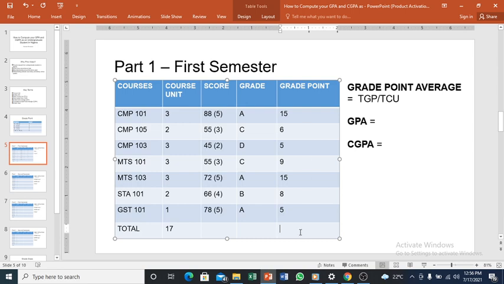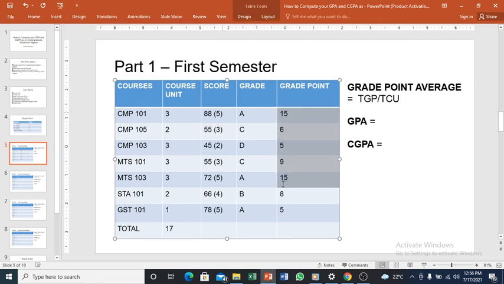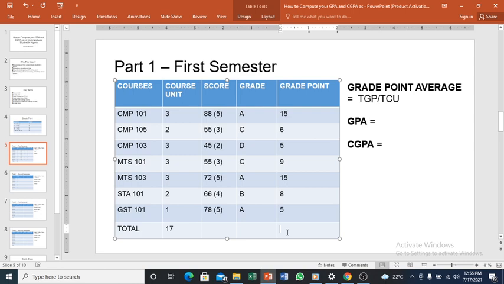So we then look for the total grade point. In looking for the total grade point, what we do is that we begin to calculate the total of all of this. So what do we do? We do 15 plus 6 plus 6 plus 9 plus 15 plus 8 plus 5. That gives us 63. So the total grade point of this student is 63.